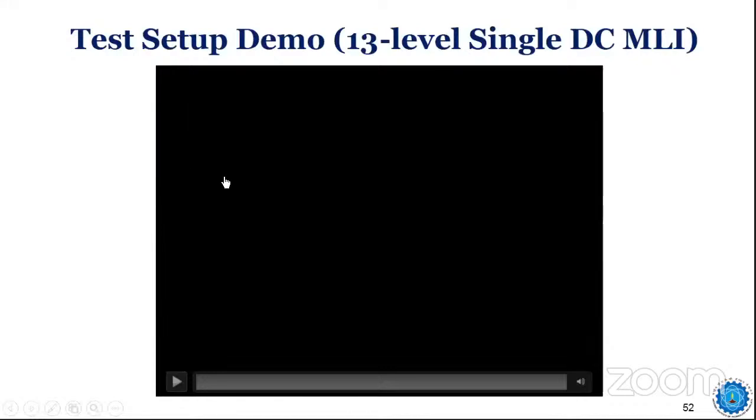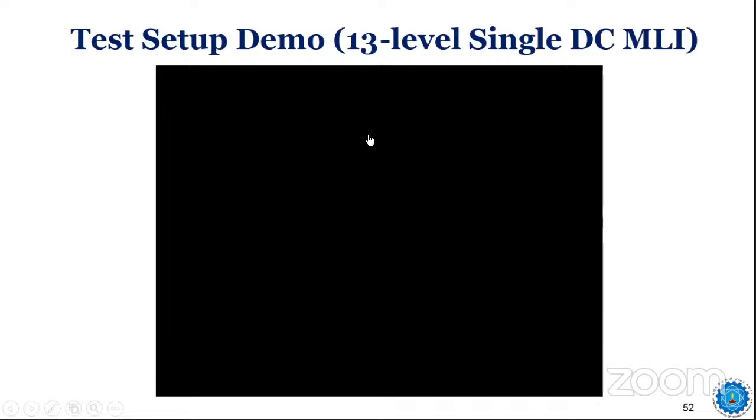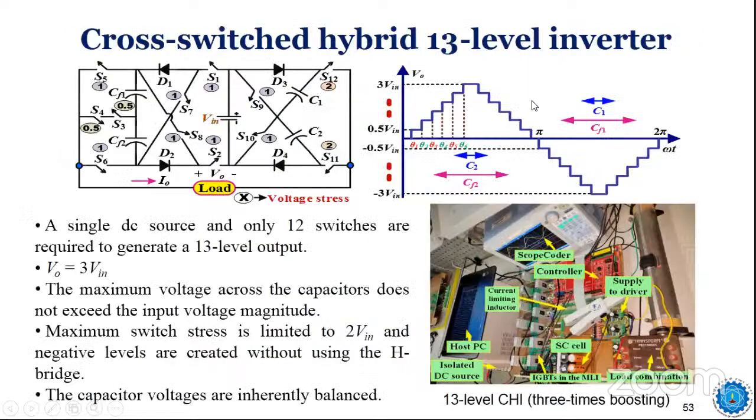Okay, so that's all about a short video of the real-time working model of this 13-level inverter of single input source, which we have developed in the laboratory. And most recently, I have also developed a new type of 13-level inverter, but requiring a lesser number of switches, and again a single input source. This is also boosting type. So this is also validated in real time.